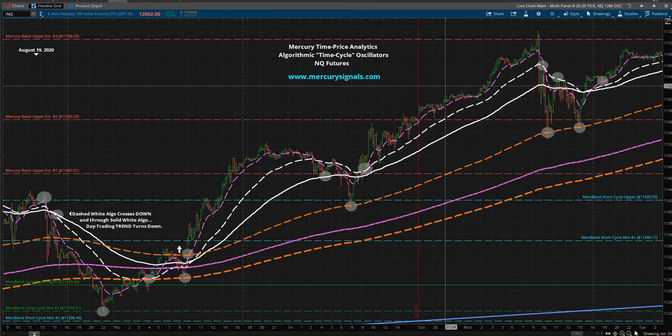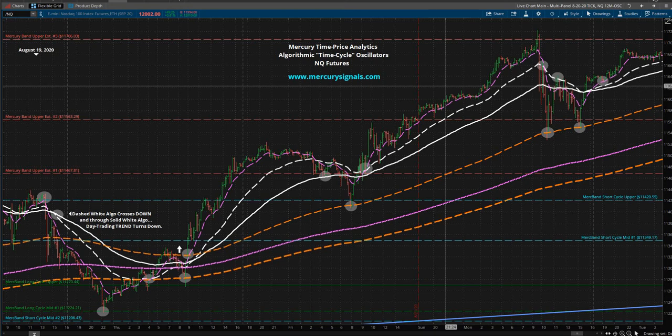Now, it's one thing to build an algorithm based on time dynamics. It's another thing entirely to build it on the exact same time cycle dynamics that the institutional algos are built on. The difference is our system is available for individual traders like you.